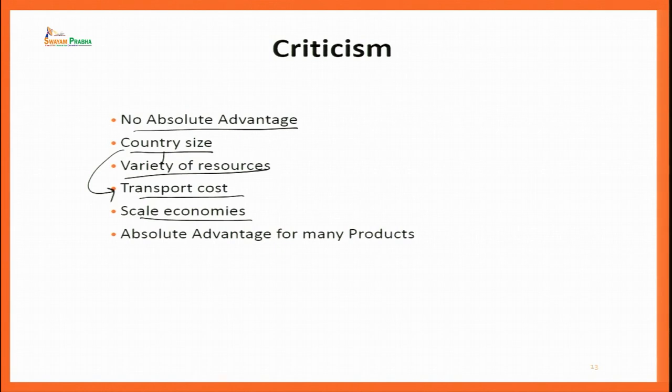Then what will be the case of a company in that case? Absolute advantage for many products. That means there is no clear absolute advantage, and there is a possibility of absolute advantage in many products. Now let us look at the comparative advantage, which will help you understand this concept.